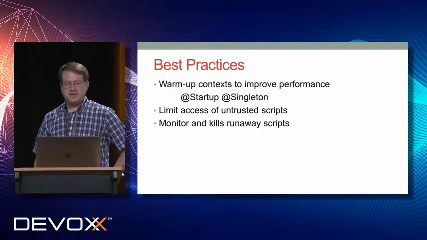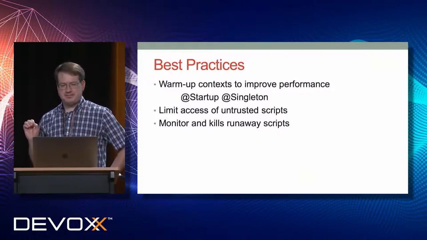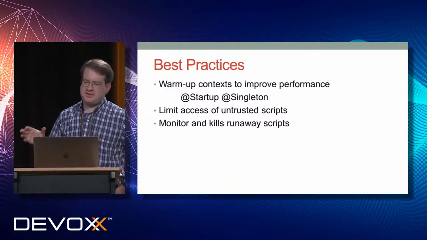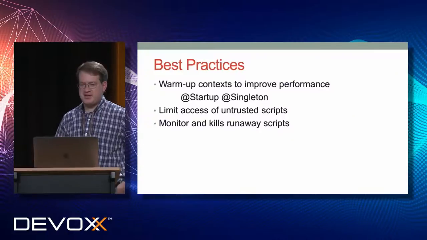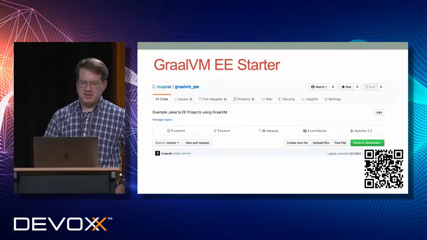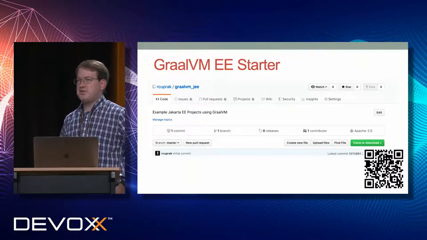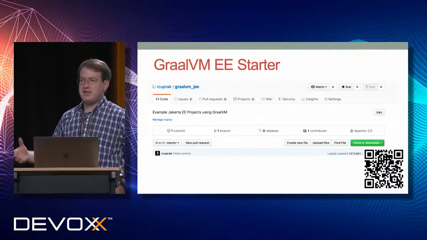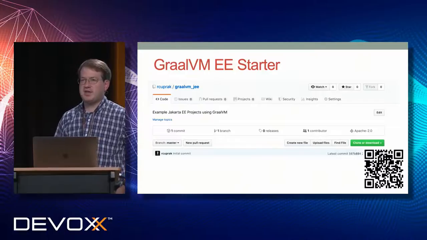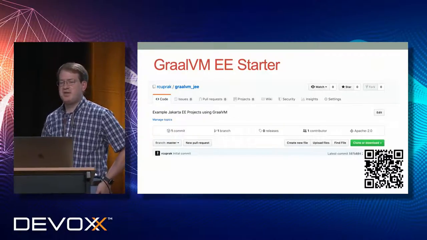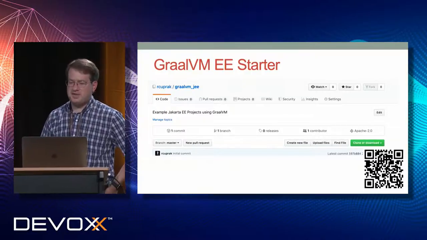In addition with this, those are the best practices to get started. It really is a learning curve. I've provided all of the examples along with some starting code, so if you want to start deploying code to an EE container using GraalVM, check out my GitHub project, which has all the examples from this presentation. You can download that and be up and running within a couple of minutes.